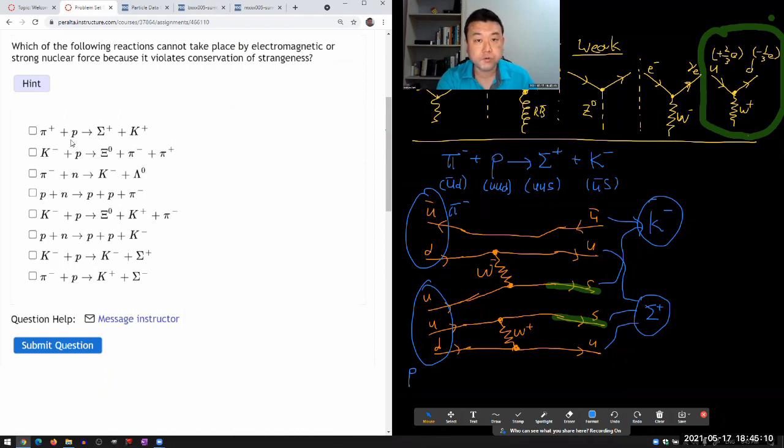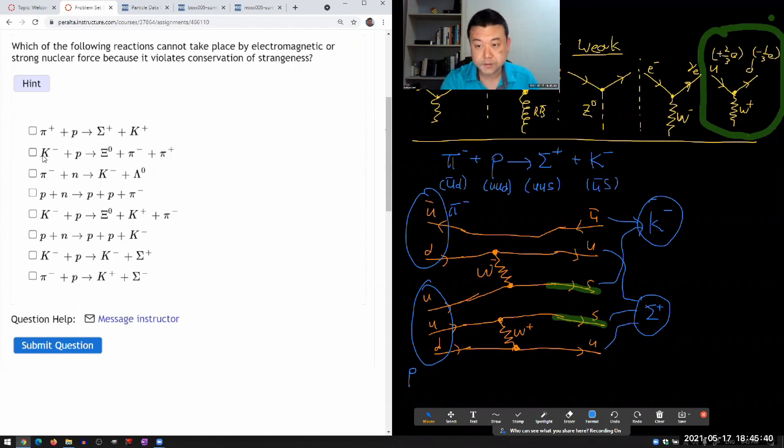This reaction can produce a strange and anti-strange quark in a particle-antiparticle pair, and one could go into sigma, one into K meson. So yes, conservation of strangeness, we are fine. Let me just check. Charge, we are fine. Spin, we are fine because it's a meson, spin 0 plus spin 1/2. So I think this is a possible one. I'll be drawing a Feynman diagram for that later.